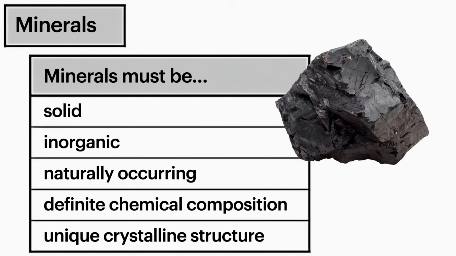It's made of carbon, so it's got a specific chemical composition and a crystal structure. Now back to the inorganic question. Most bituminous coal is formed from compacted plant remains.